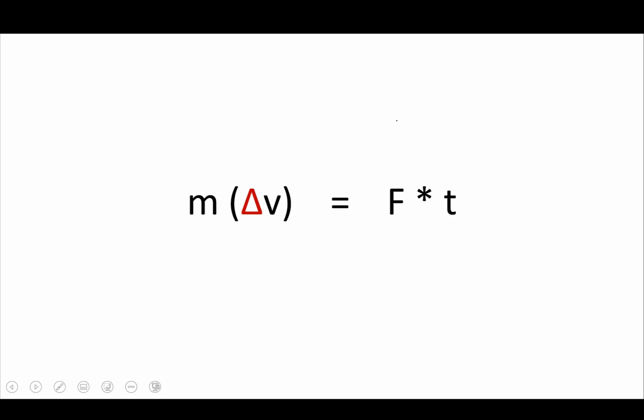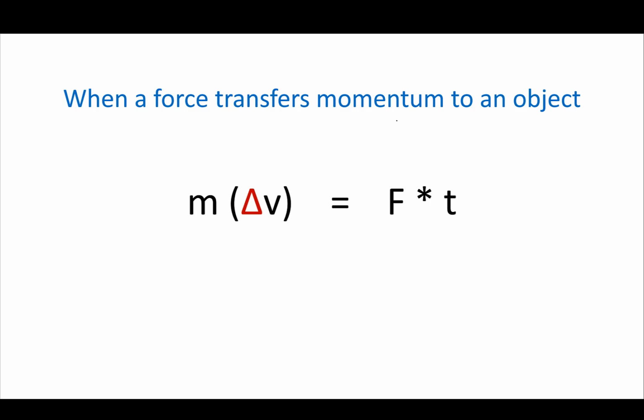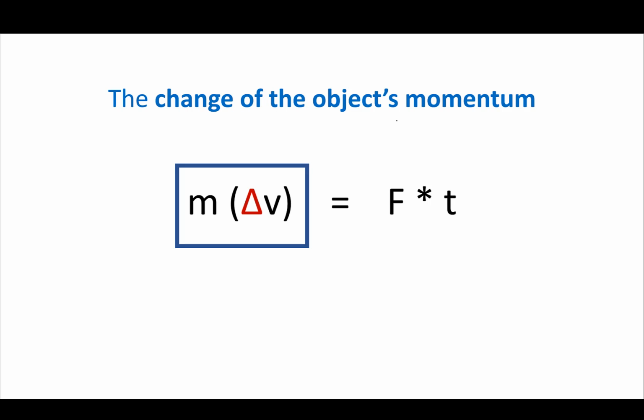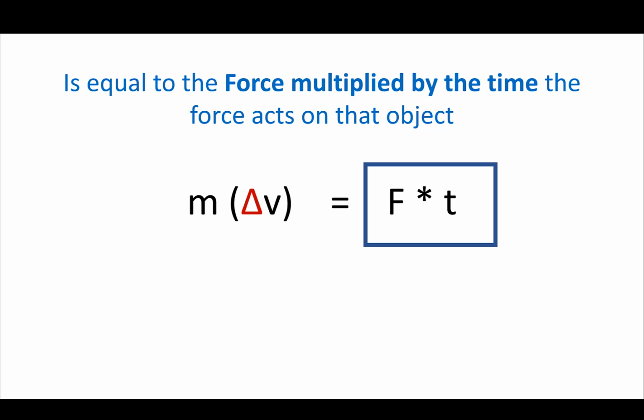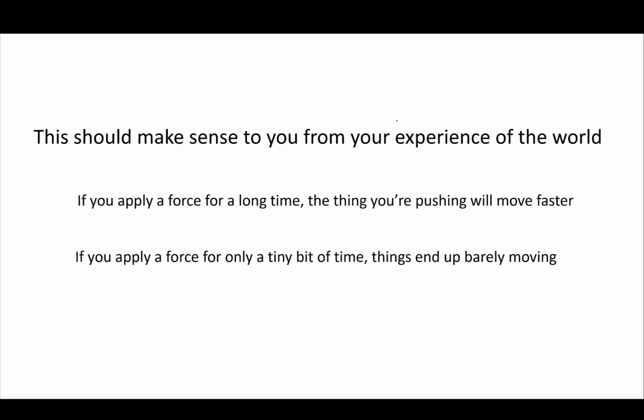Now we have our relationship. This is the relationship that we were looking for. When force transfers momentum to an object, the change of the object's momentum is equal to the force multiplied by the time that the force acts on the object. This should make sense to you from your experience of the world. If you apply a force for a long time, the thing you're pushing will move faster.